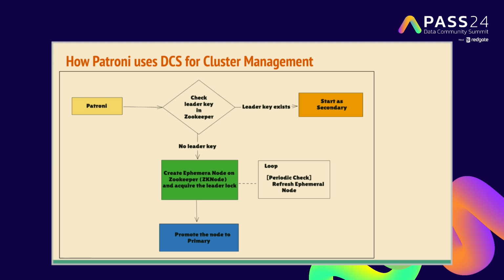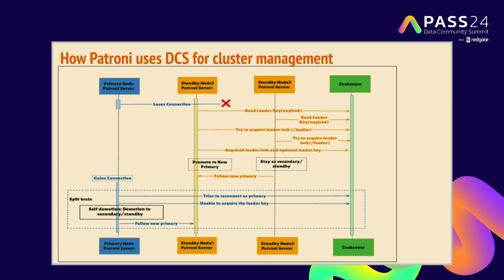When the leader node goes down, then this ephemeral node with Zookeeper also gets disconnected. And after a set configuration time period, Zookeeper will just release the leader key. This signals the standby servers that there is no leader in the cluster, so they can participate in leader election. So in this diagram, the primary node loses connection to Zookeeper.